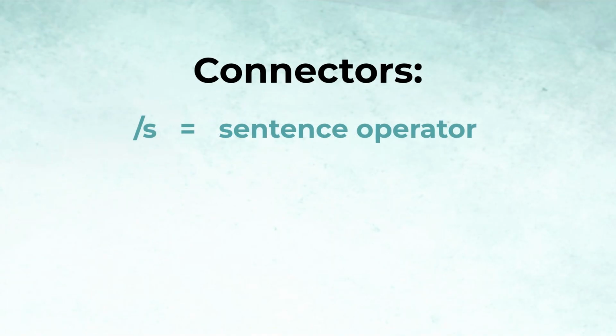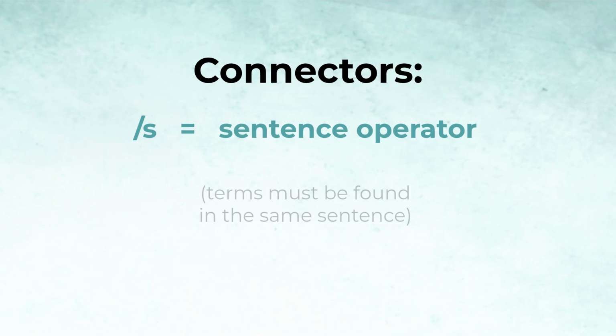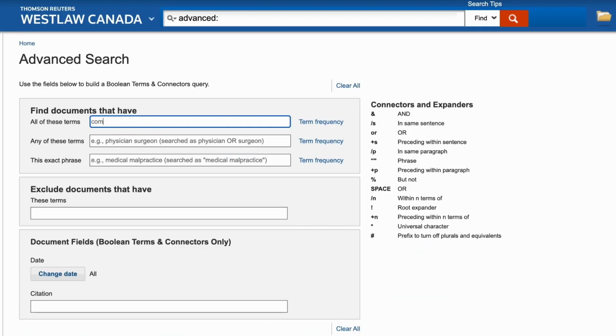The letter S indicates the sentence operator. You may want to have your search terms found in the same sentence. Using this operator, we create a search string that requires the term on one side of the connector be in the same sentence as the term on the other side. Let's use the same example, but this time the words commercial and lease will be found in the same sentence when we add a /s between them.